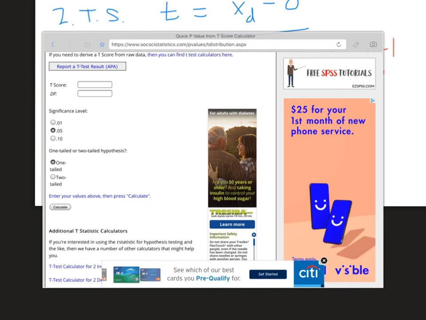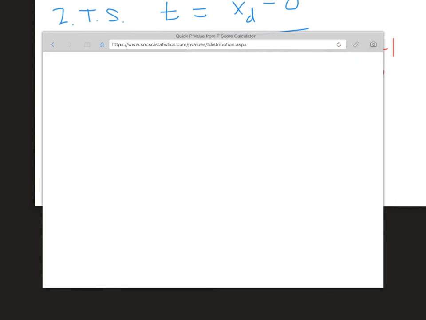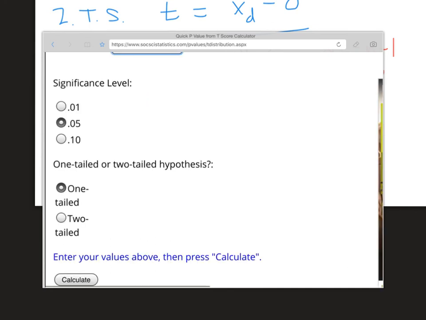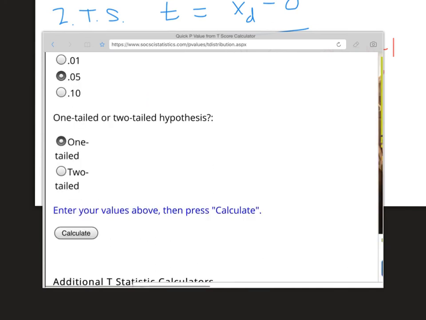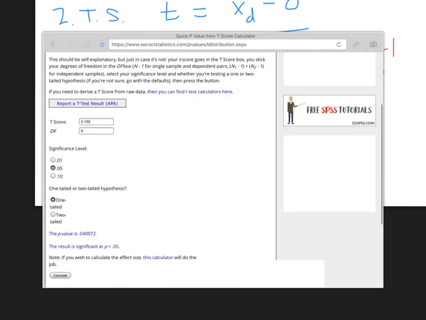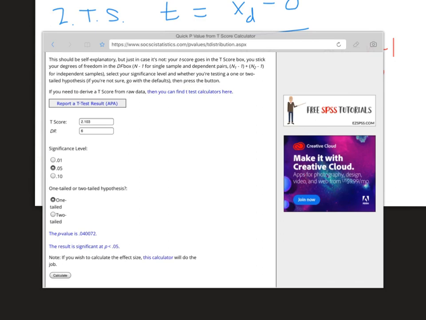All right, we're going to use the online tool for p-value for a t-score. Plugging in our t-value, and it's important to know that we don't have to put the negative in. So I'm just going to do 2.103, put the degrees of freedom in of 6, and then we want to make sure that one-tailed test is selected. So calculating, we get a p-value of 0.0400.